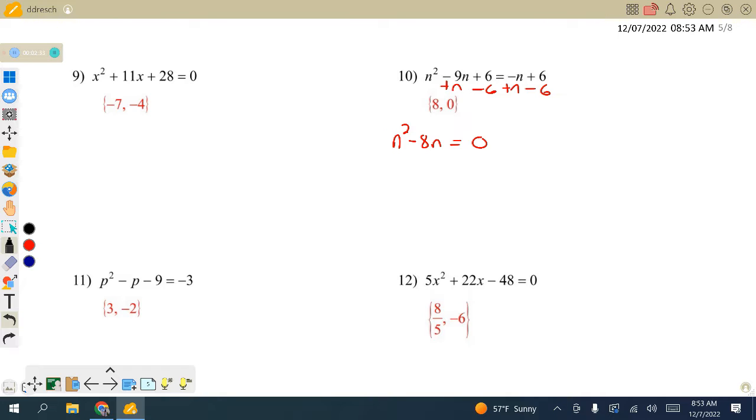Second thing is now GCF. And for sure we have a GCF, because what did we just lose? We just lost the constant. A is 1, B is negative 8, but C turned out to be 0. And when C is 0, you have to do the GCF. So what's the GCF for both of these terms? They both have an n in common. Take it out.